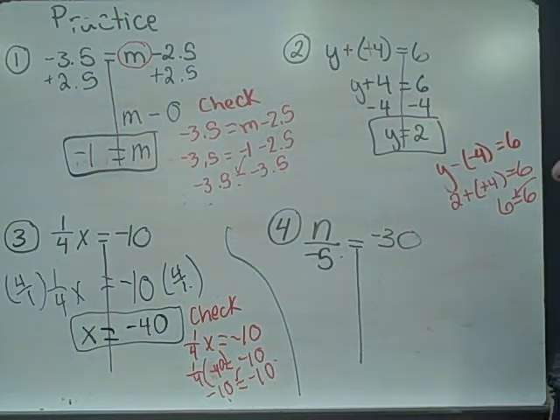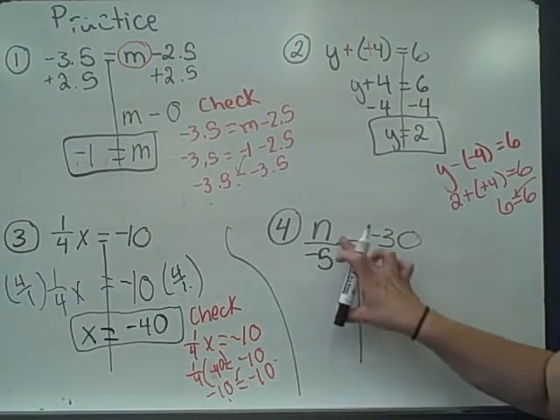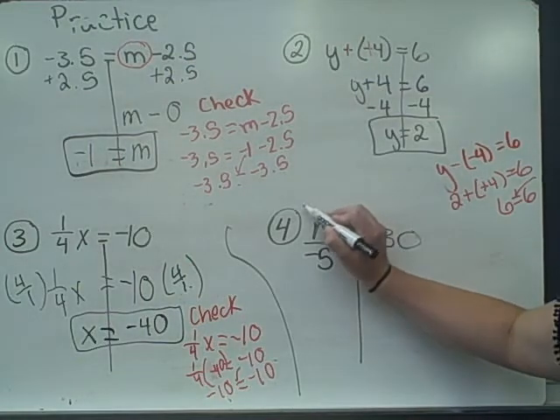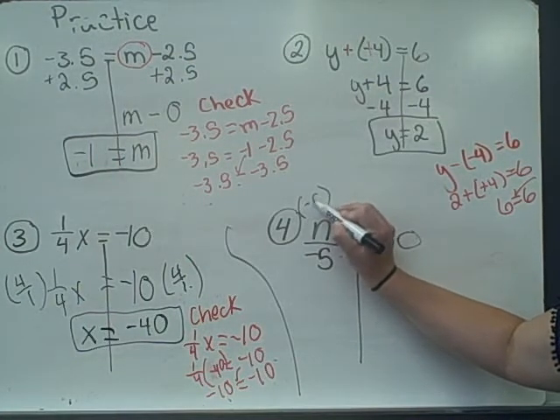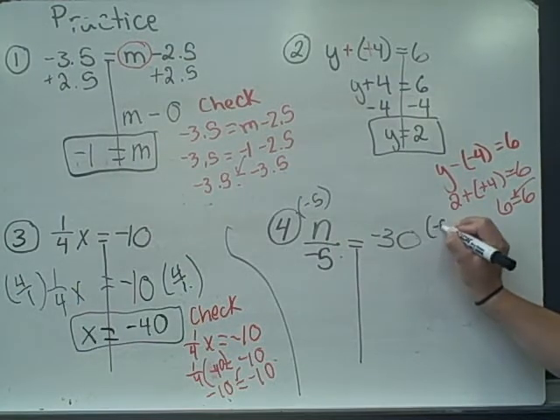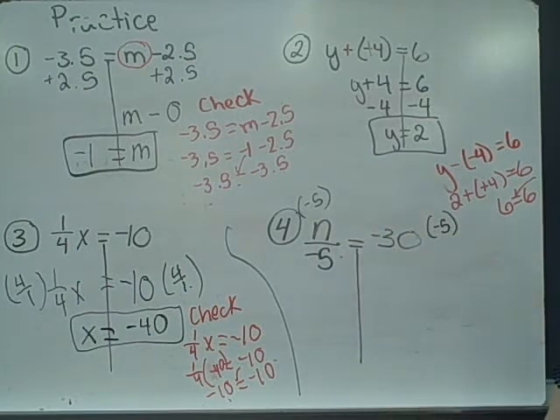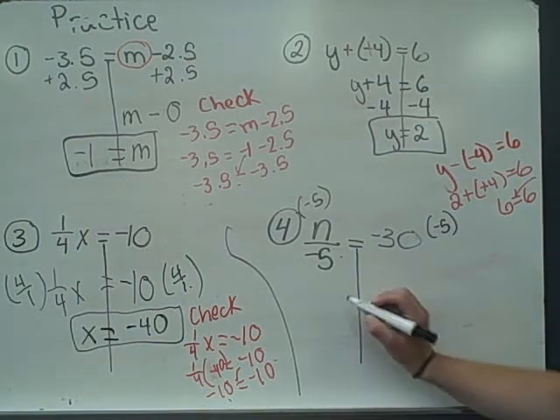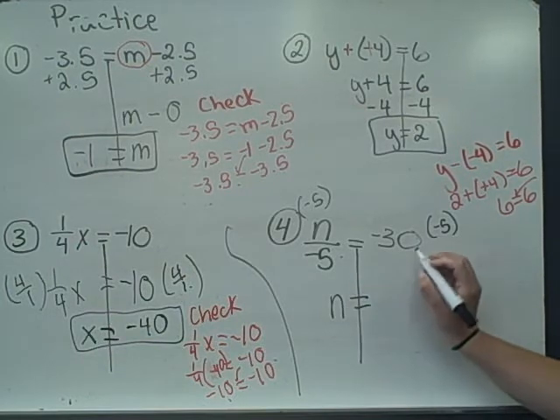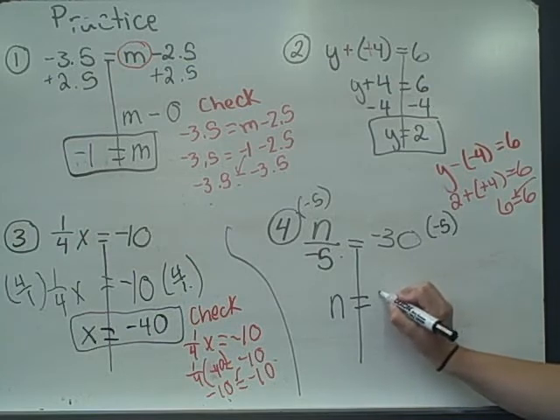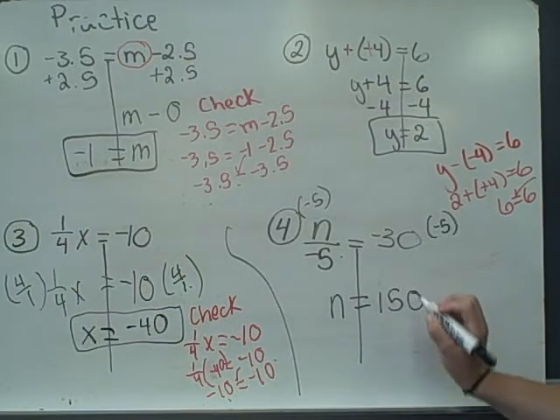All right, if I'm looking at n divided by a -5 equals 30, this is division. The opposite of division is multiplication. So we're going to multiply both sides by a -5 to get that n alone. This would cancel out because -5 divided by -5 is 1, which is what I want. I want 1n. And -5 times -30, excuse me, is 150.